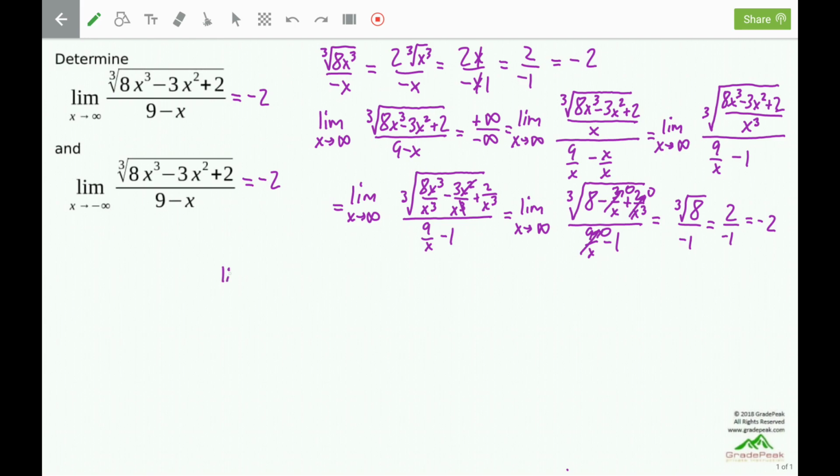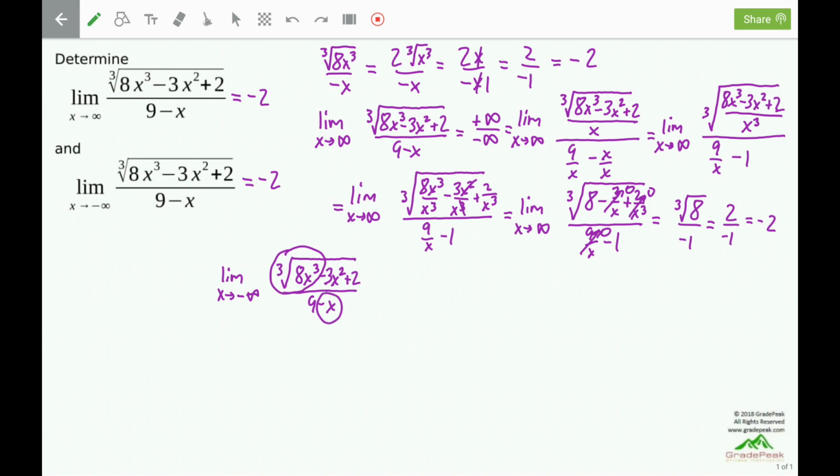Now to work out the limit as x approaches negative infinity of the cubed root of 8x cubed minus 3x squared plus 2, divided by 9 minus x. The first thing to do is plug negative infinity in for each of the x's. Only the highest power term in the numerator and denominator will matter here.